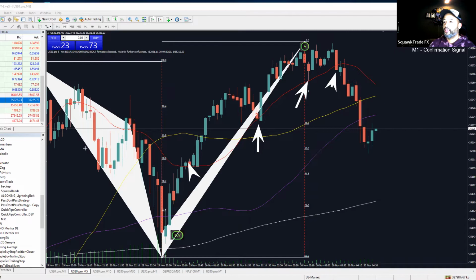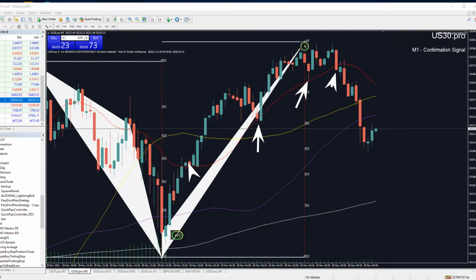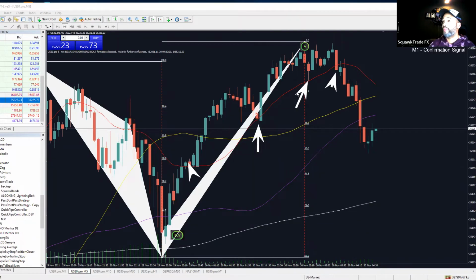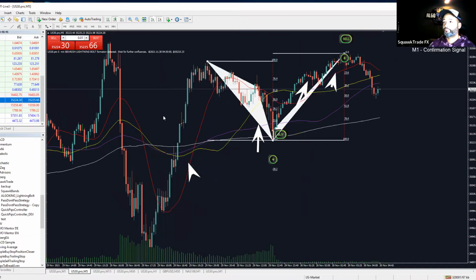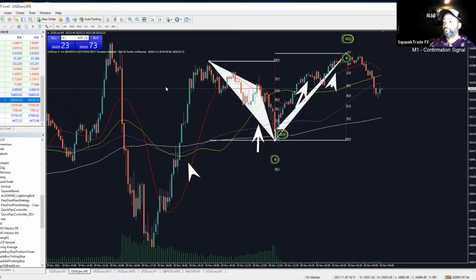That's why I'm always looking at this, and as my day goes, I get into a rhythm. If I don't see lightning bolts, I'm drawing my trend lines. I'm looking at previous lightning bolts, right? So for example, let's see here.